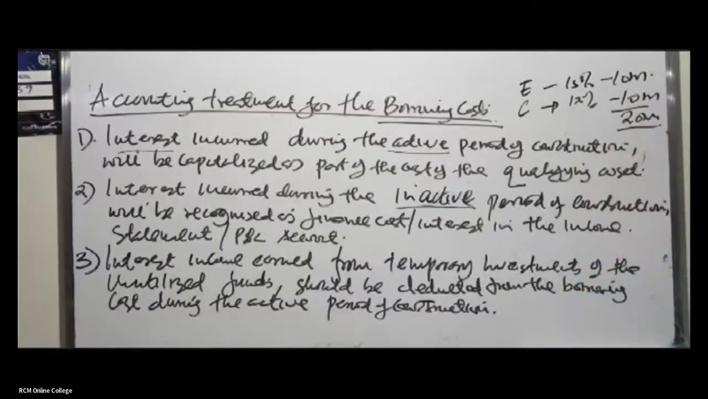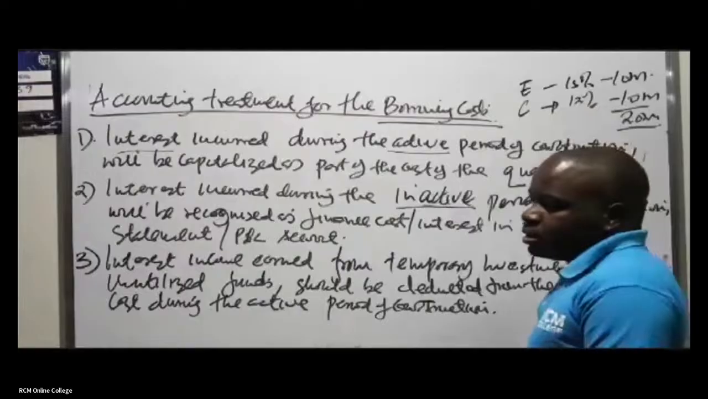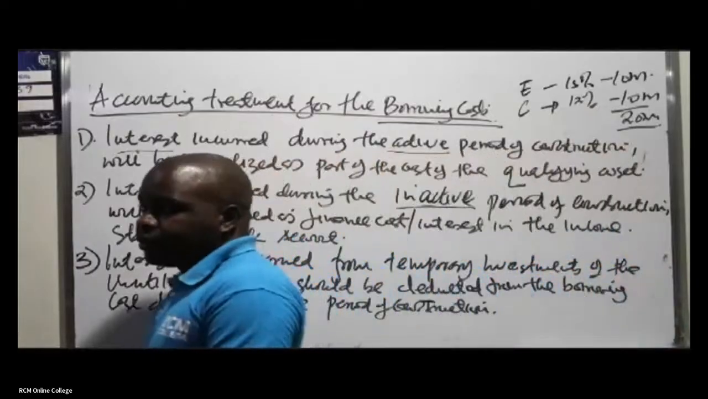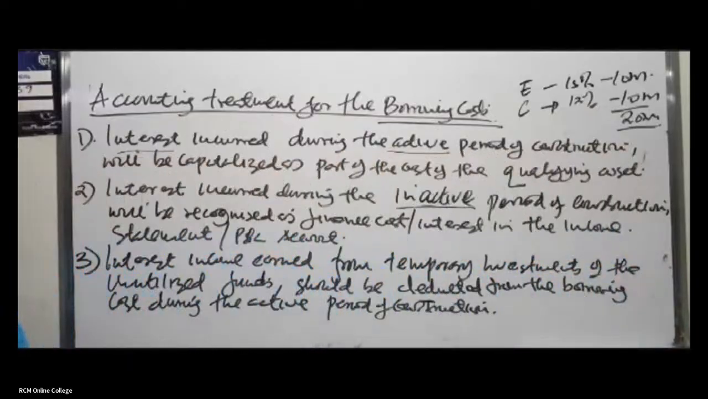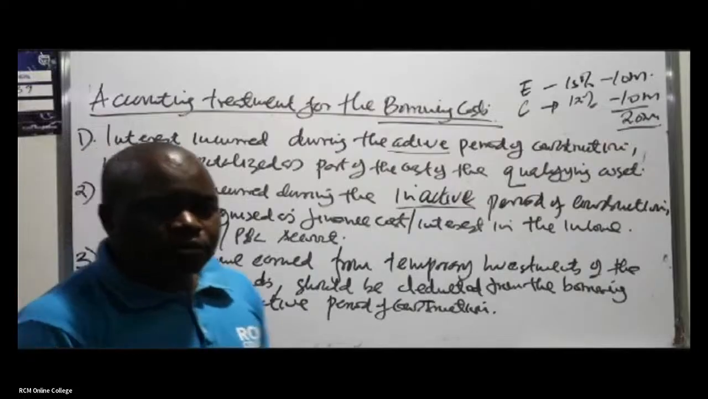So how will you account? Because now you have two interest rates here. How will you account for the borrowing cost? That is the $1 million question. How will you be able to account for the two?